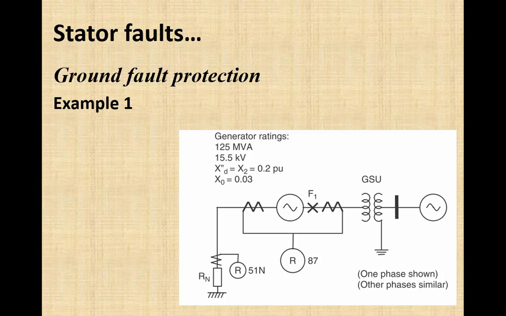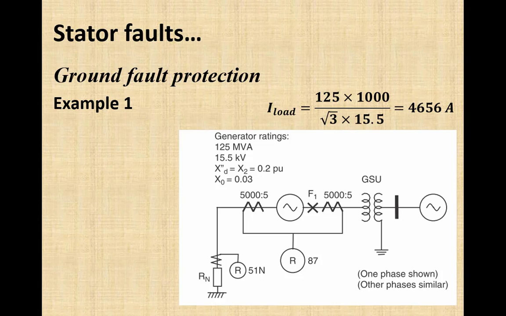Based upon these ratings, the rating of the generator is the same as we have seen in the previous example in the last lecture. So the load current, which we will use as base current as well to convert the per unit current into actual value, calculated by using the rating of the generator, is 4656 ampere. According to this rated current, we have selected the CT ratio, the same as in our last example, that is 5000 to 5.